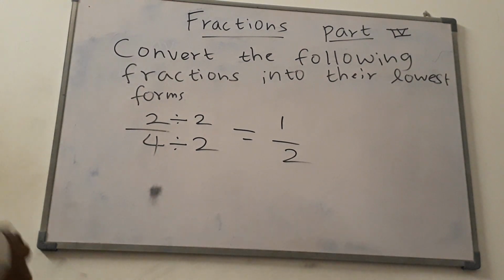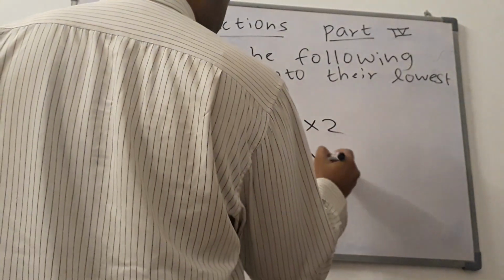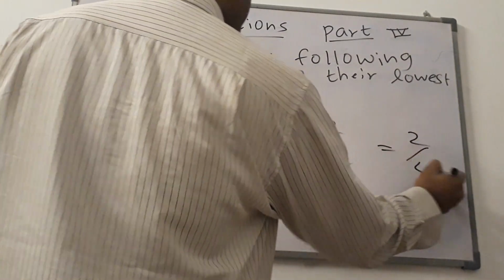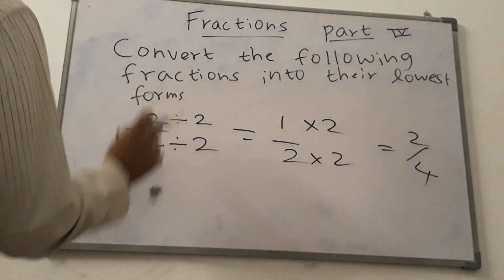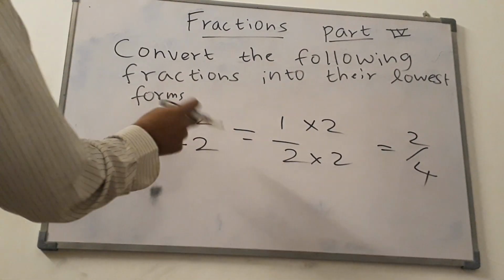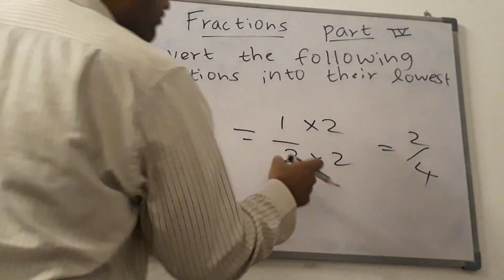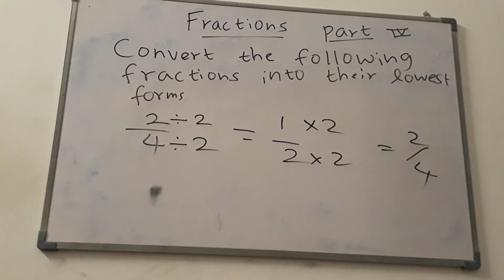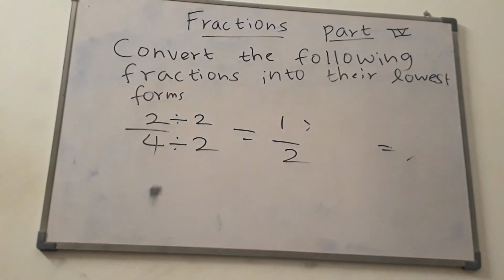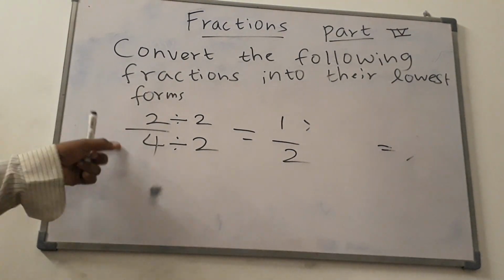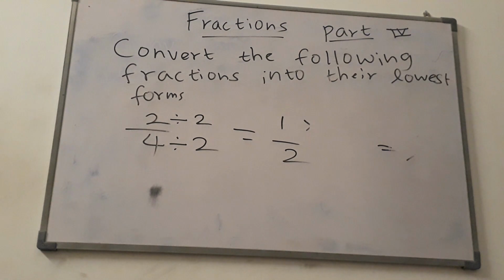If we multiply 1 and 2 by 2, we get 2/4. Same as if we divide 2/4 by 2, both numerator and denominator, we get half. So the lowest form of 2/4 is equal to half. How? By dividing both numerator and denominator by the highest common factor of the two.